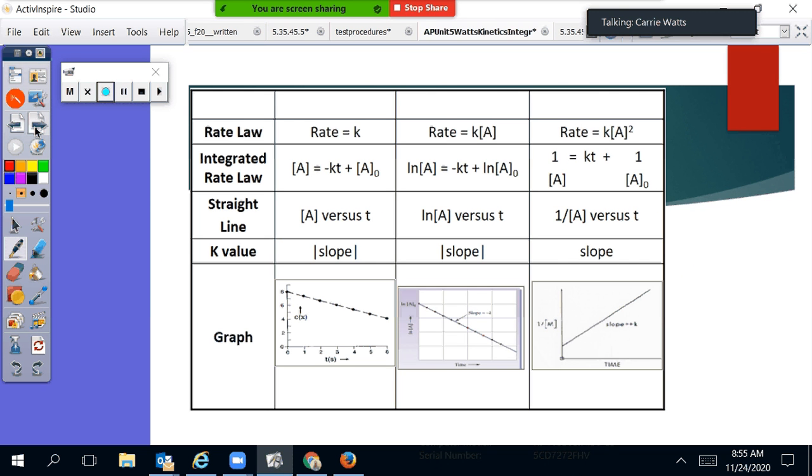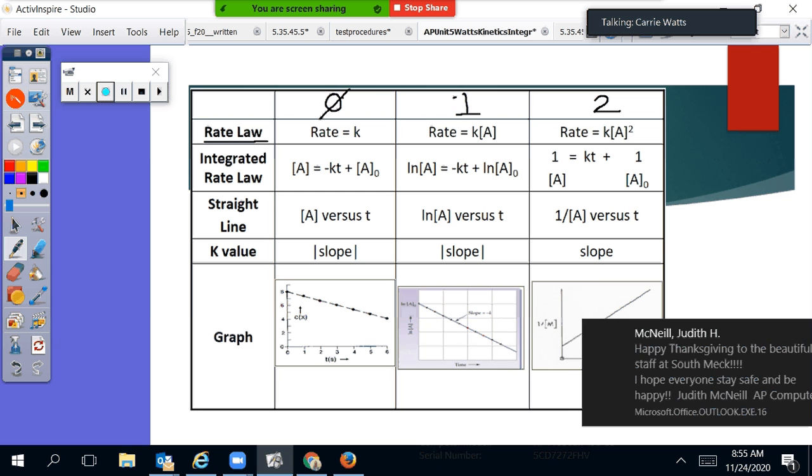Okay, so here's a little summary sheet of what we just talked about, because I want you to look at the terminology on the left column as well as the information. Let's go through each one and make sure we understand what we're talking about. This is what we've been doing. These are our rate laws here: we have zero order, first order, and second order.